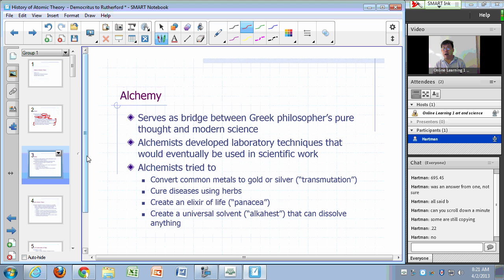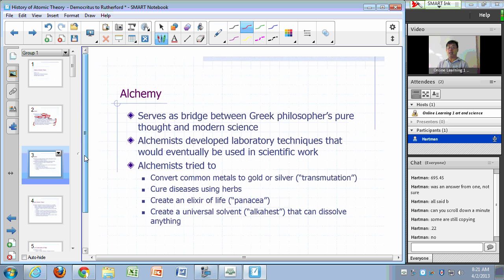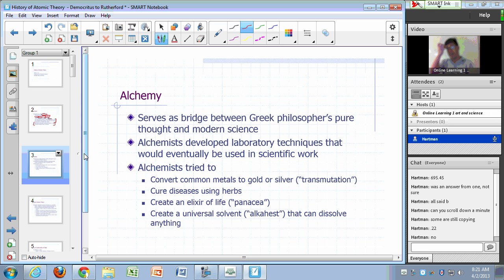Okay, somewhere between the acceptance of the concept of atoms and the time it was proposed by Democritus, a field known as alchemy was developed, and this sort of serves as a bridge between the Greek philosophers' pure thought and what we now call modern science. The major contribution of alchemists is in the development of laboratory techniques that would eventually be used for scientific work, because they tried to do a lot of work in the lab.